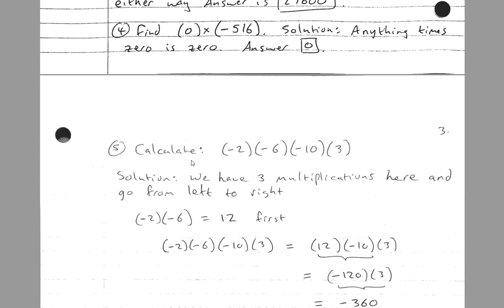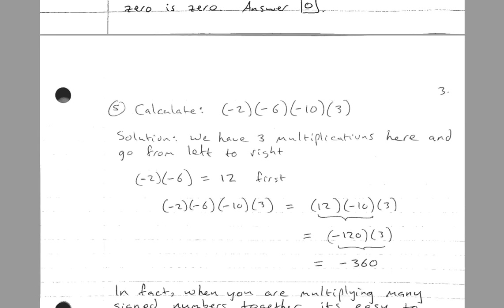All right, so in this example, we're multiplying more than two numbers together, but we can do it step by step. You can think of these three multiplications. For multiplications, we go from left to right. So we'll do these two first. Negative 2 times negative 6. 2 times 6 is 12. And negative times a negative is positive.